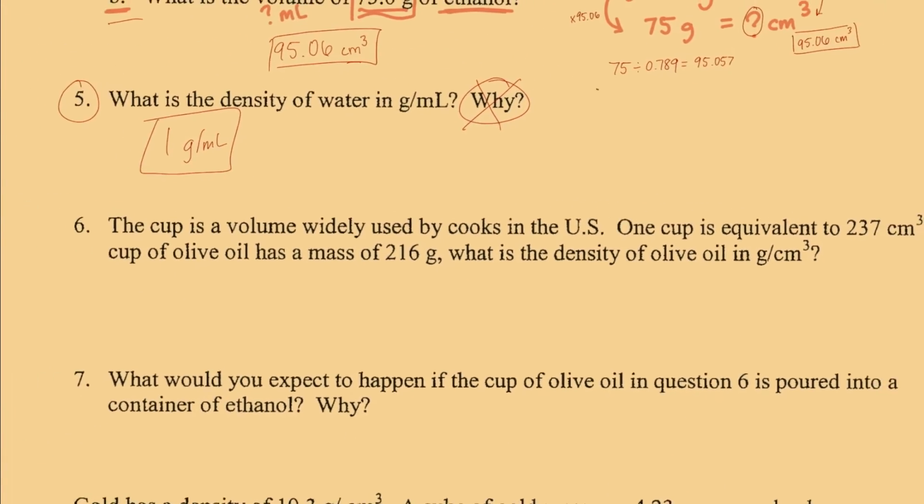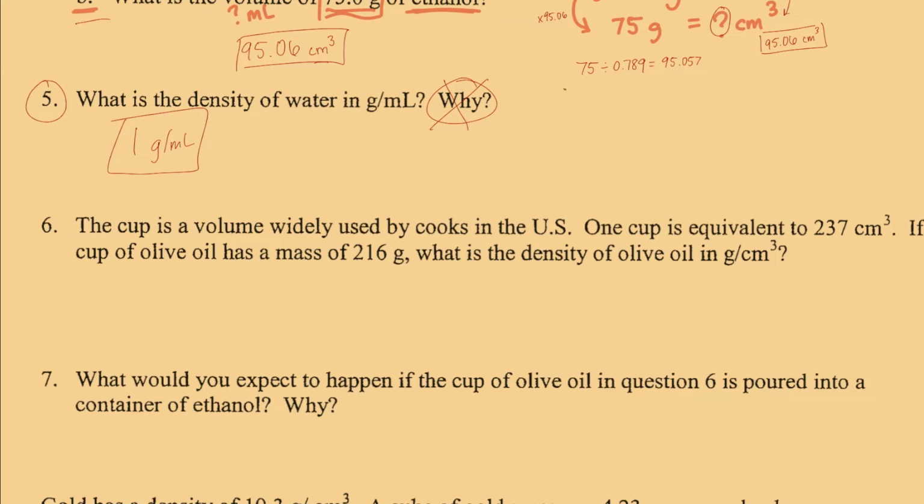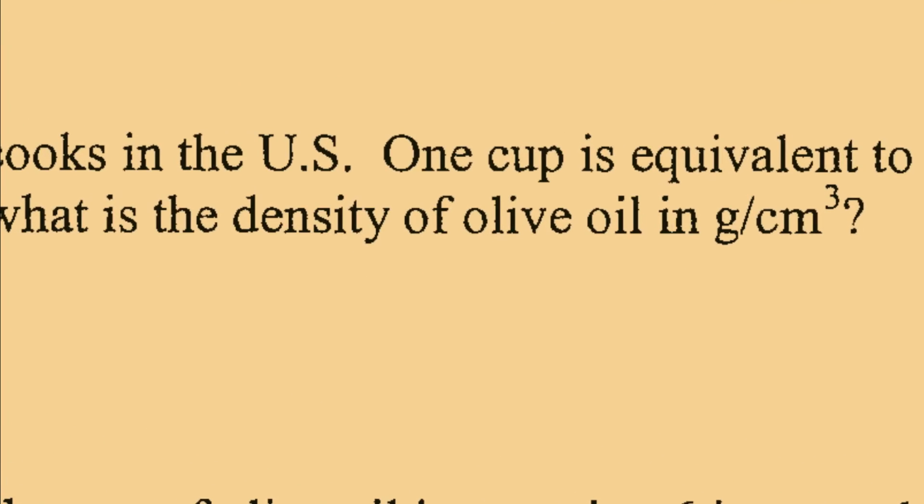Okay, let's move on to 6. The cup is a volume widely used by cooks in the U.S. You'll probably have used a cup if you've ever made brownies or something. 1 cup is equivalent to 237 cubic centimeters. If 1 cup of olive oil has a mass of 216 grams, what is the density of olive oil in grams per cubic centimeter? Let's start here with the question.